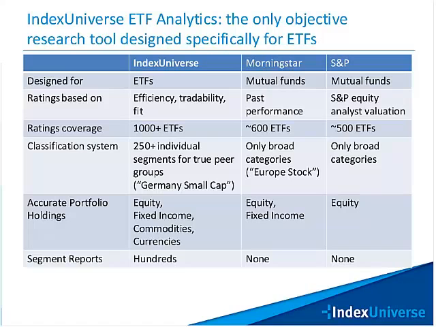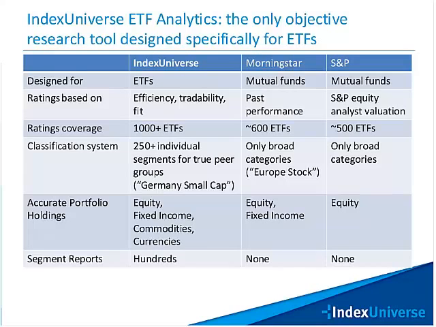Our coverage is currently larger than 1,000 ETFs, whereas our competitors have 600 and 500 ETFs, respectively. Finally, the classification system, which allows for 250 individual segment reports for true peer comparison groups, whereas only Morningstar and S&P have broad categories like Europe stock, whereas we would drill down all the way to German small cap, for example. Finally, we provide you accurate portfolio holdings on equity, fixed income, commodities, and currency ETFs, as well as equity, fixed income, and specifically equity for S&P.